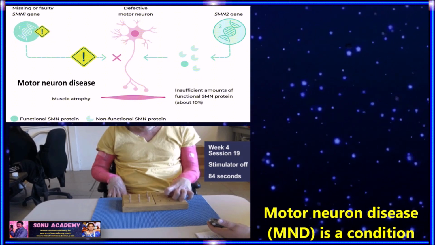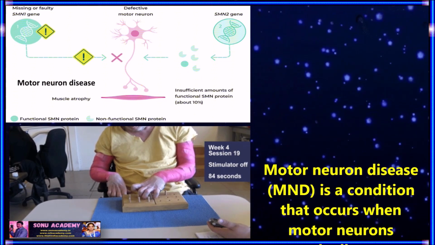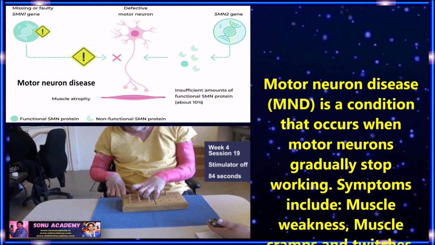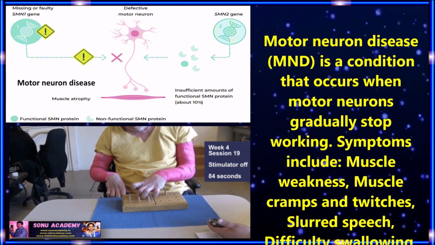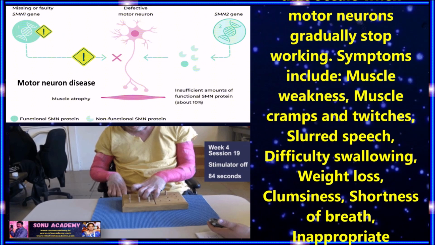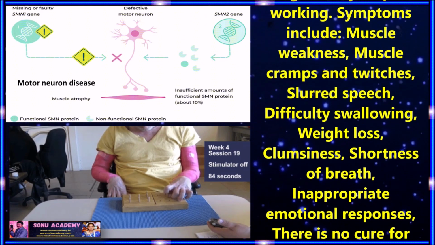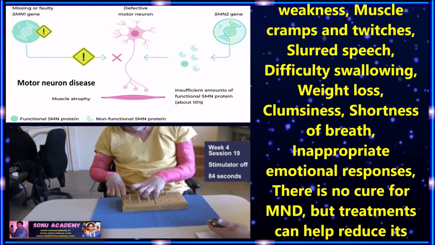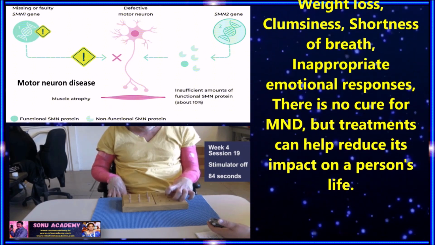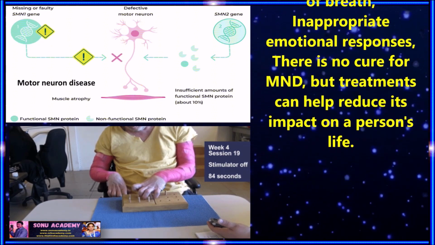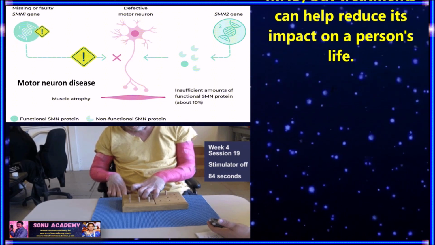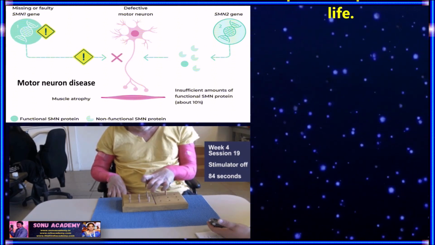Children, now let us discuss the disease of motor neurons. Motor neuron disease (MND) is a condition that occurs when motor neurons gradually stop working. Symptoms of motor neuron disease include muscle weakness, muscle cramps and twitches, slurred speech, difficulty swallowing, weight loss, clumsiness, shortness of breath, and inappropriate emotional response. There is no cure for MND, but treatments can help reduce its impact on a person's life.